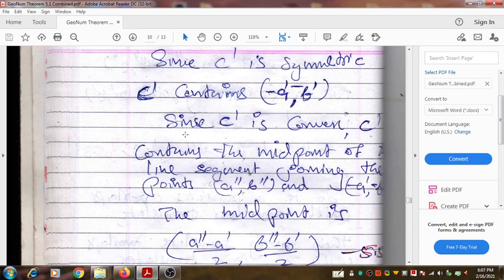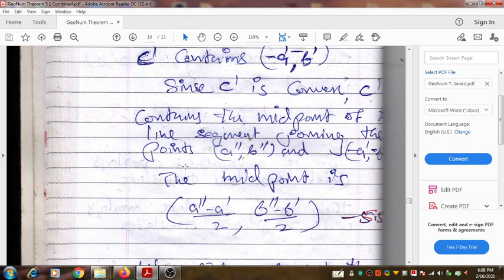Since C prime is convex and these 2 points are in C prime, the line segment joining the 2 points will also be entirely contained in that convex set. So the line segment joining them is entirely in C prime. And since the line segment is in C prime, the midpoint is also present in C prime. The midpoint of that line segment.